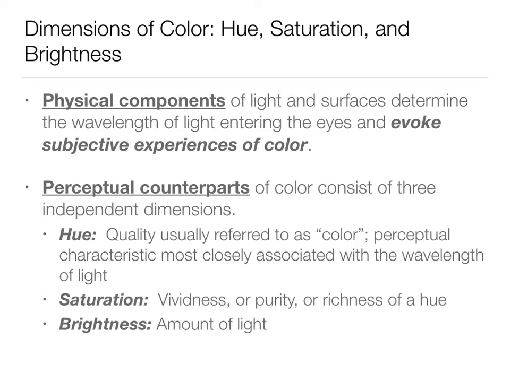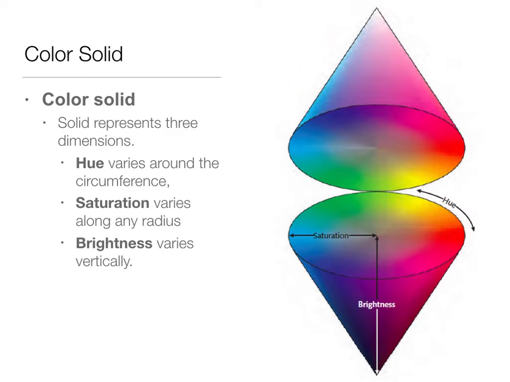With those three dimensions, there is a way to represent them in what we call a color solid, and it represents all three of these dimensions. Hue is around the circumference. You can see that here on the base of the cone. It goes around the outside, and you can see we have yellow, then orange, red, pink, then purples, blues, and greens, and then back to yellows. Around that circumference are those different hues.